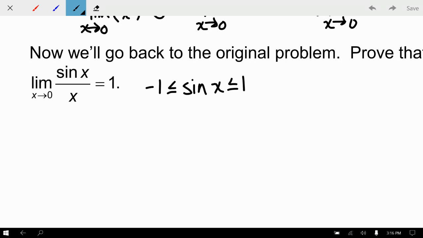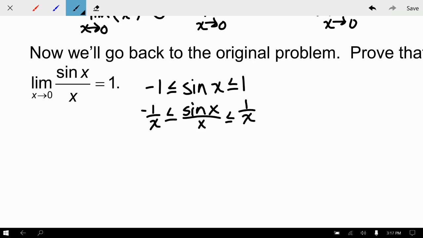But let's just assume x is positive. So I would get -1 over x is less than or equal to sine x over x, which is less than or equal to 1 over x. Well, think about the limits of the outside parts there. The limit of -1 over x doesn't exist. The limit of 1 over x doesn't exist.